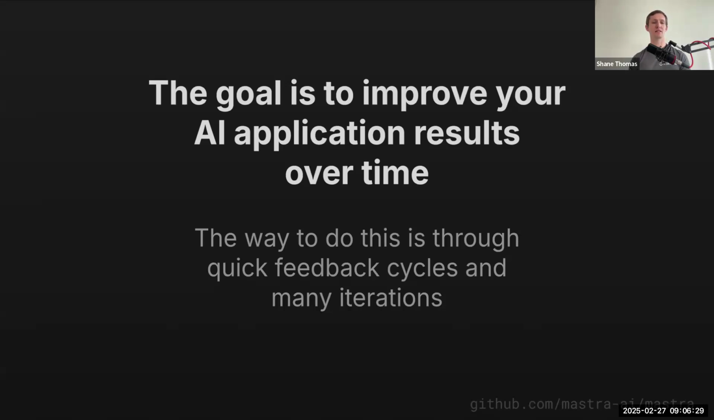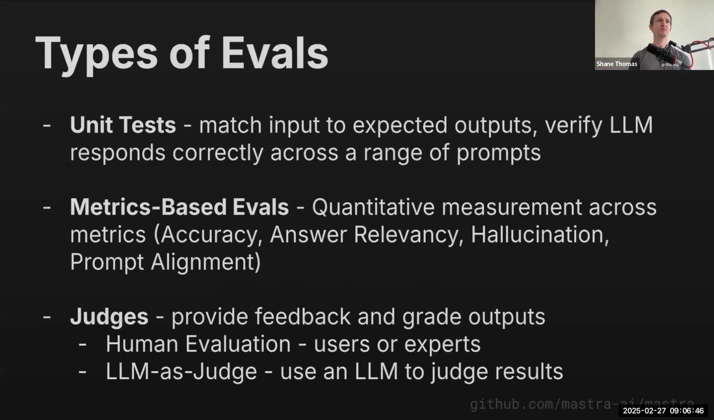So it's less likely that we have those regressions for some of our users where it seems like things are working great one day, and now it's not working as well for the same thing you were doing last week. This is done through quick feedback cycles and increasing how quickly you can iterate. So we'll talk a little bit about types of evals.